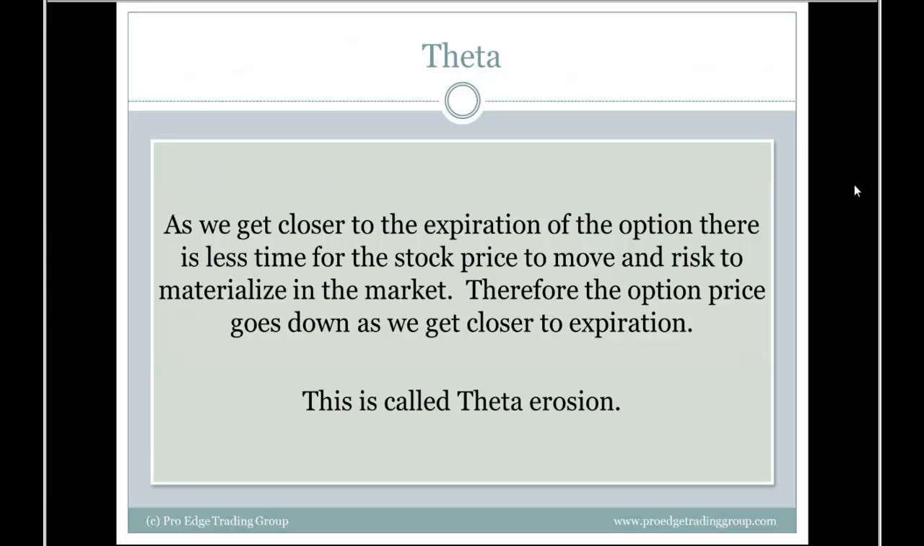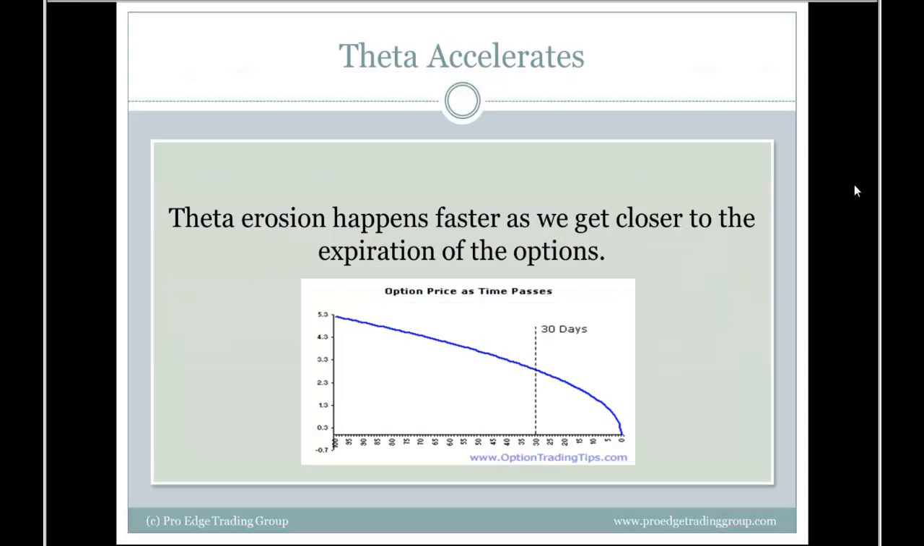The theta value on an option actually is one of the Greeks, and it tells you how much you're going to lose each day as you get closer and closer to the option's expiration. Now, one of the important things to understand about how theta affects the price of an option is that it accelerates. Each day, not only does the price of the option go down, but the rate at which the price of the option goes down increases.